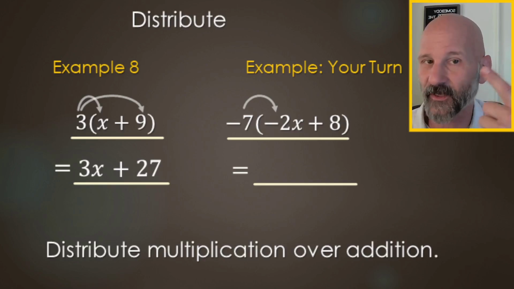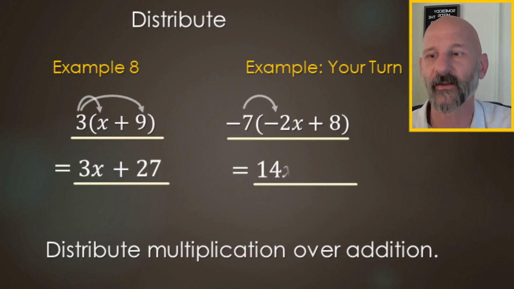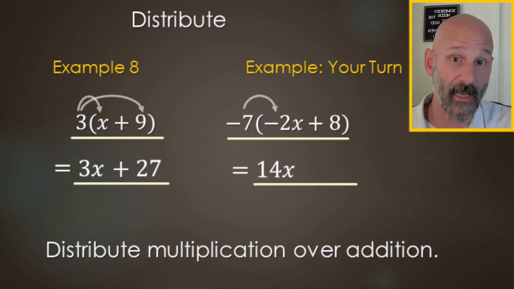Question number 1, is it going to be positive or negative? Okay, so in this case here, we have negative times negative, so that'd be positive. So we know it's going to be positive. Now we just do 7 times 2. Well, 7 times 2, that makes 14. Don't forget the x, okay?